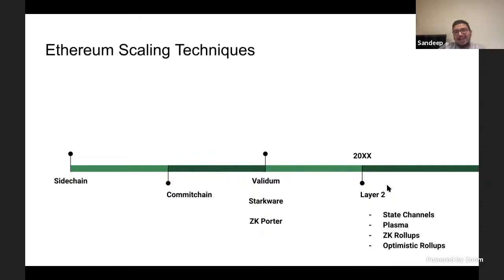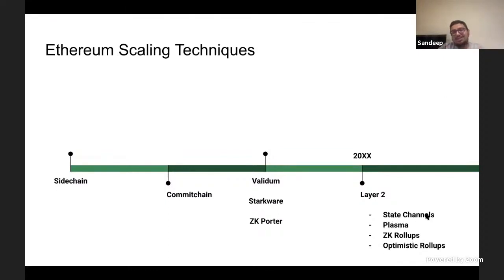And on the last, the most secured solutions by the Ethereum main chain are your pure layer 2 solutions, which include ZK rollups and optimistic rollups, because both the dispute resolution and the data availability are directly on the Ethereum main chain, so they are more secure.